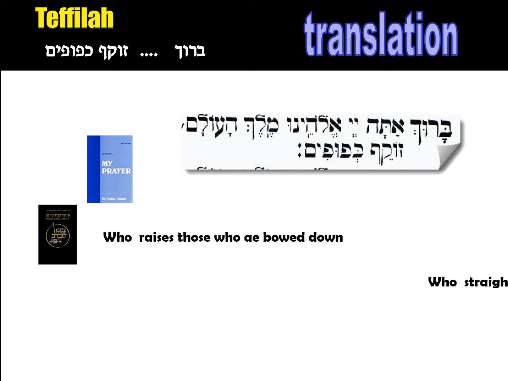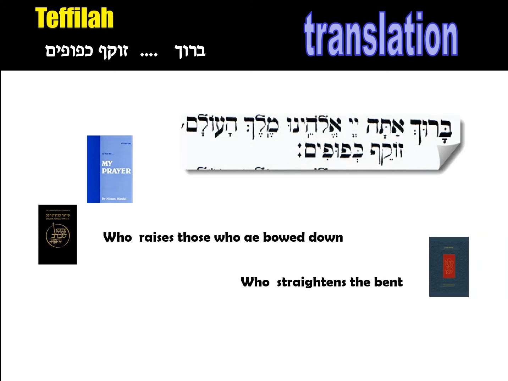The RCA Siddur of the mid-1900s is being replaced in modern Orthodox Bate Knisiyot with the Koren Siddur. Its translation is who straightens the bent. Once again, the problem, who is meant with this translation for Kefoofim as people who are bent.